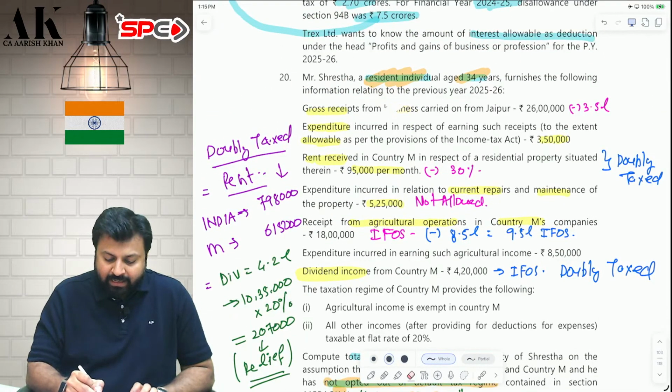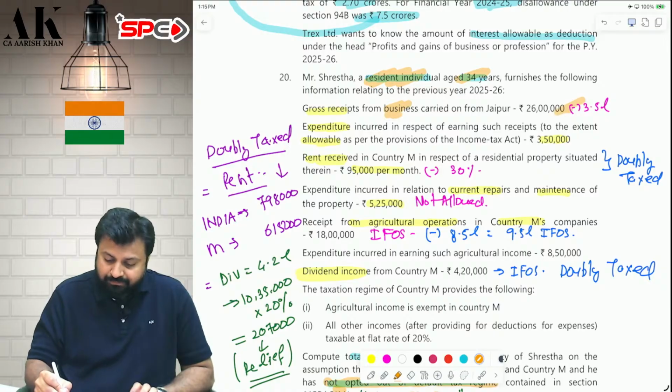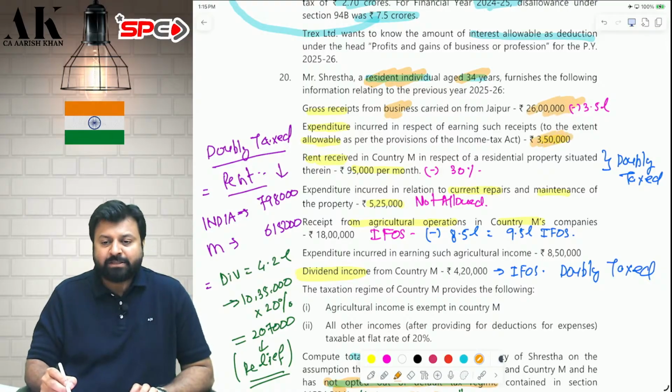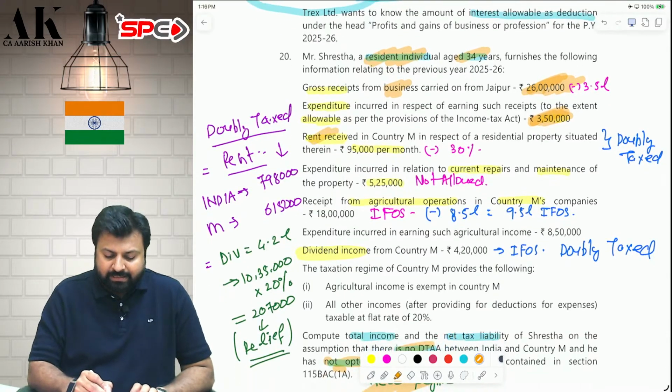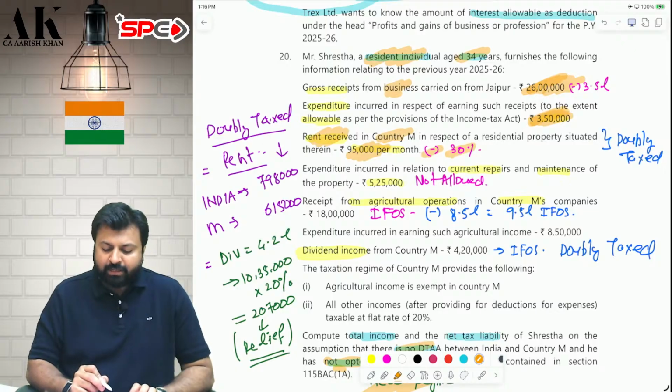First of all, she is earning income from business from Jaipur. On that, she is incurring expense of 3.5 lakhs. So the net income is 26 lakhs minus 3.5 lakhs. Then she is earning rent from country M, 95,000 rupees per month, minus 30% standard deduction you will take. Expenses will not be allowed in India. Only 30% standard deduction allowed.